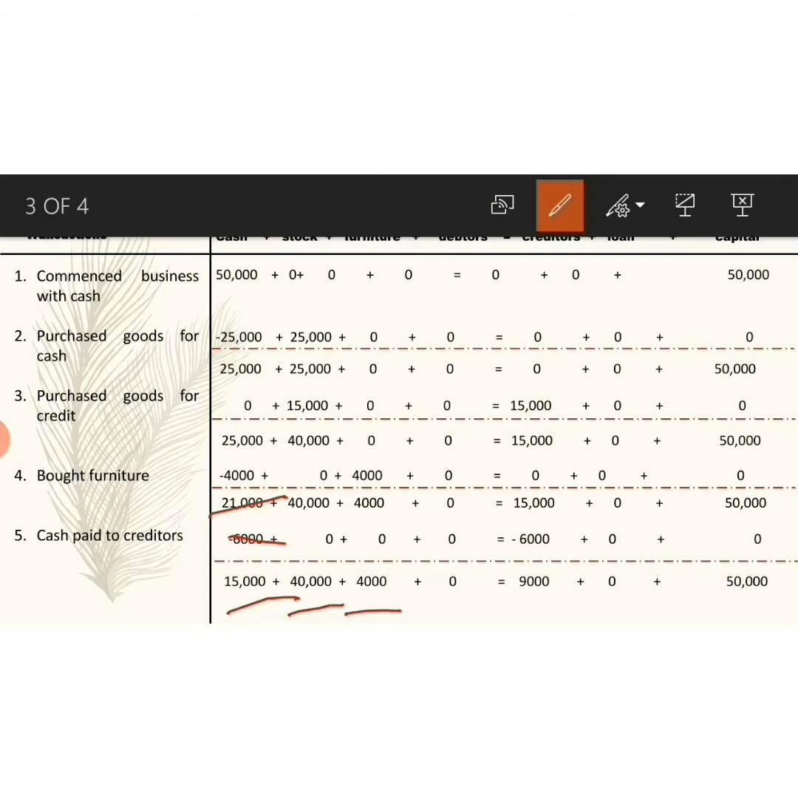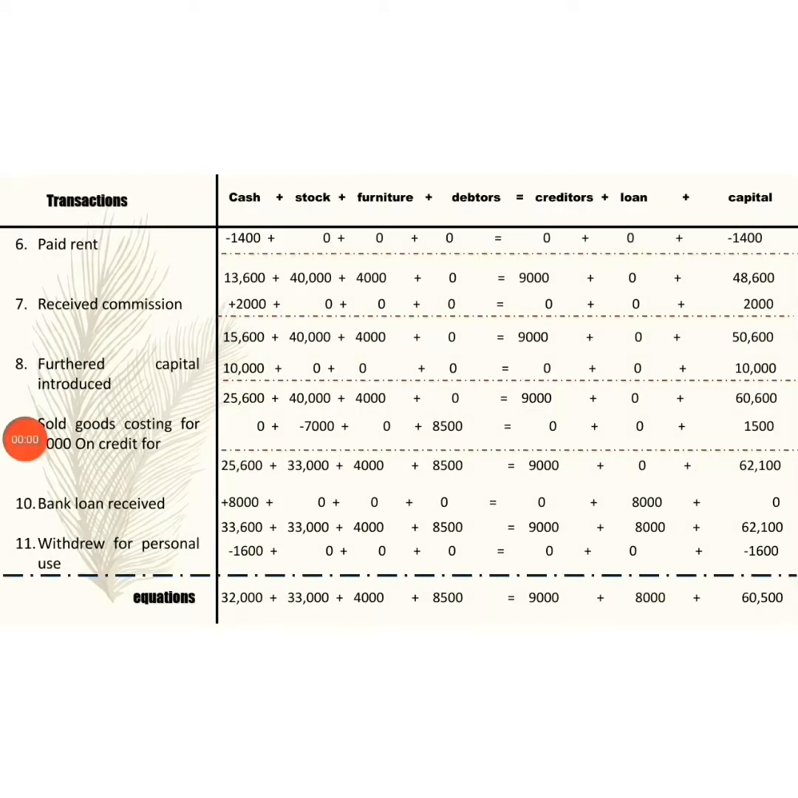Again, moving on to the creditors, 15,000 minus 6,000 is 9,000. And again, 0 plus 0 is 0. And 50,000 plus 0 is 50,000 in the capital column. Moving on to the next transaction, paid rent, rupees 1,400.